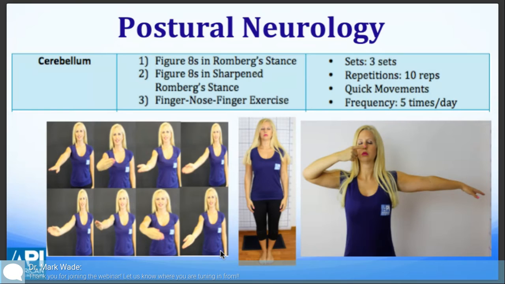And then the patient can move into a sharpened Romberg stance. So sharpened Rombergs, instead of Rombergs with the 2 feet together, you're going to have one foot right in front of the other. It's going to be more difficult to balance in this position. So then doing figure eights in the sharpened Romberg stance makes it that much more difficult for the patient to then build neuroplasticity. And then a third progression could be finger, nose, finger exercise.